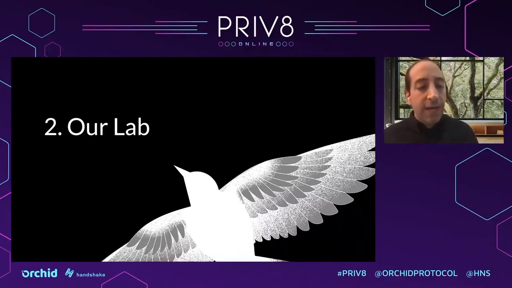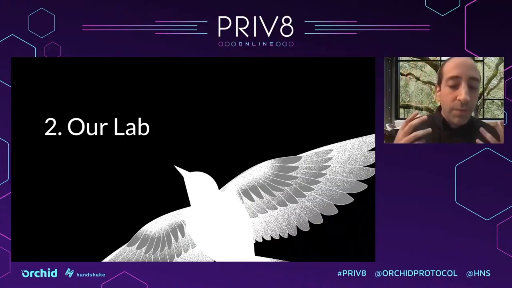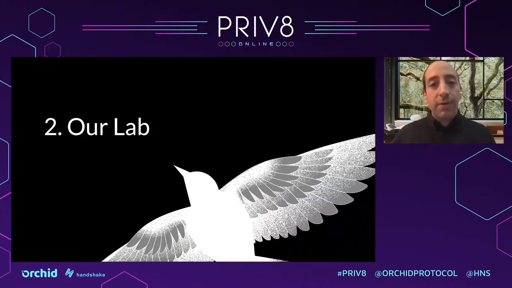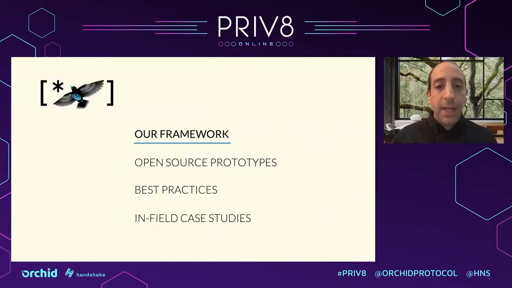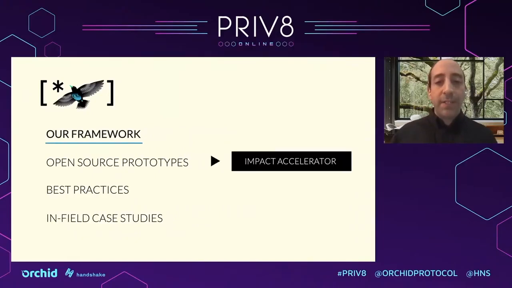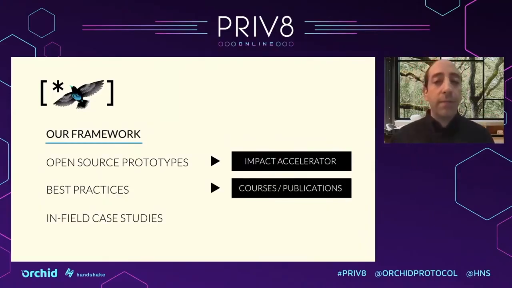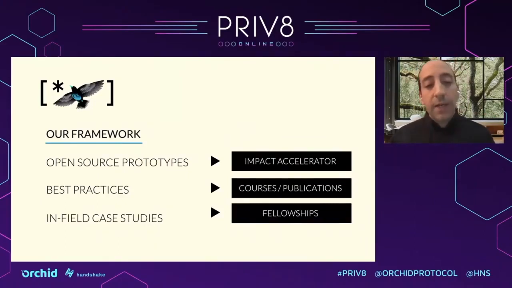So this brings me now to the lab, because you could see that really what was at stake here in creating this type of prototype was an experiment. And if you take our framework and you think about what we've put forward, so open source prototypes, we've tried to evaluate best practices, and as we've explained, we're working in the field. What the lab's purpose is to really think of how we could look at these open source prototypes and bring in more individuals to help make them more sophisticated and to evolve them in an impact accelerator. We could look at the best practices and develop courses and publications. And finally, our in-field case studies are things that we're now building out into full fellowships.